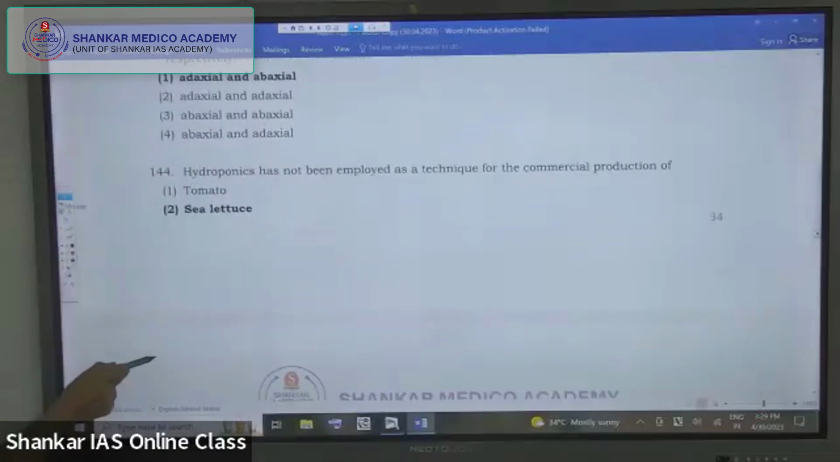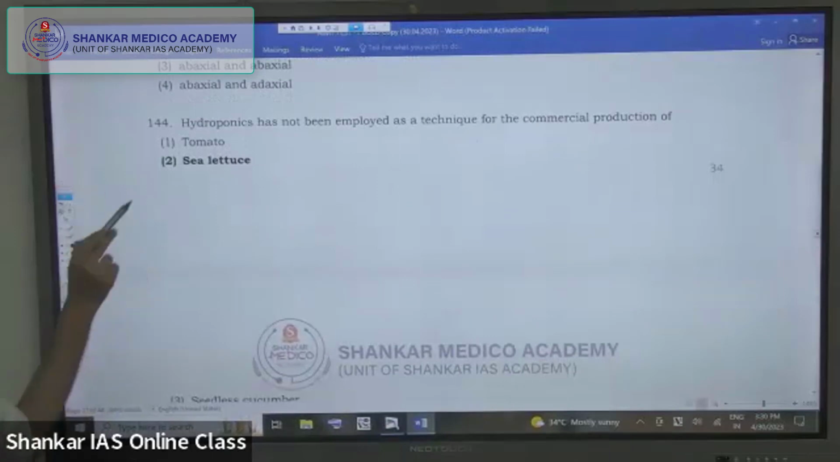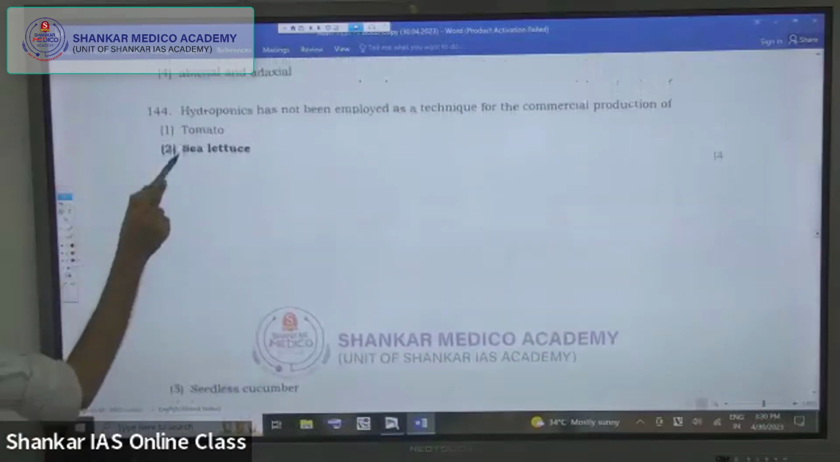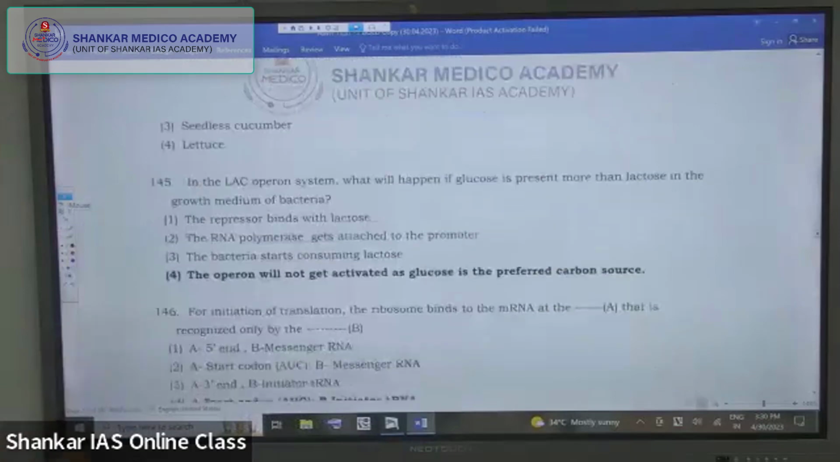And hydroponics has not been employed as a technique for the commercial production of, so it will be a commercial production of sea lettuce, cucumber, then tomato. So it is not a commercial production of sea lettuce. Okay. Remaining 3 will be the commercial productions they have done.